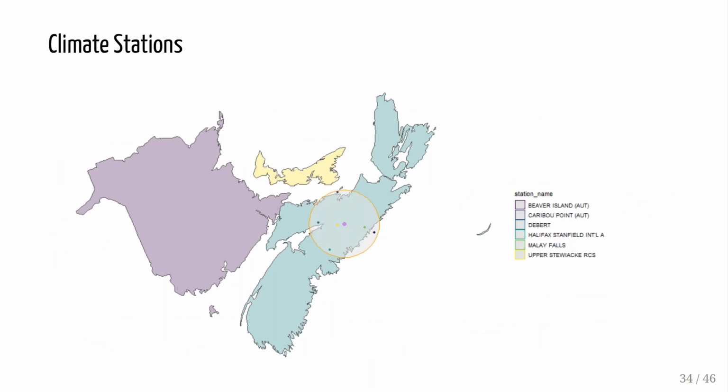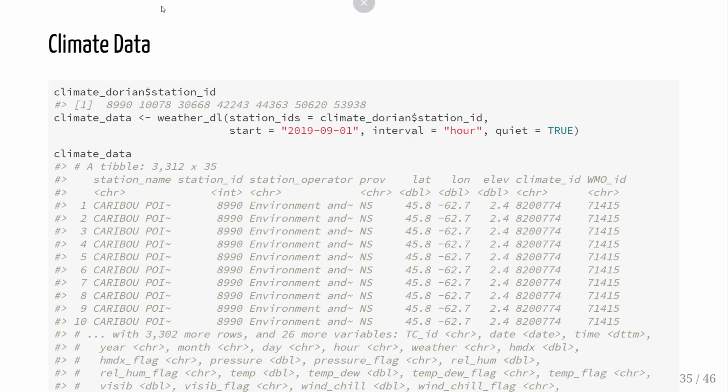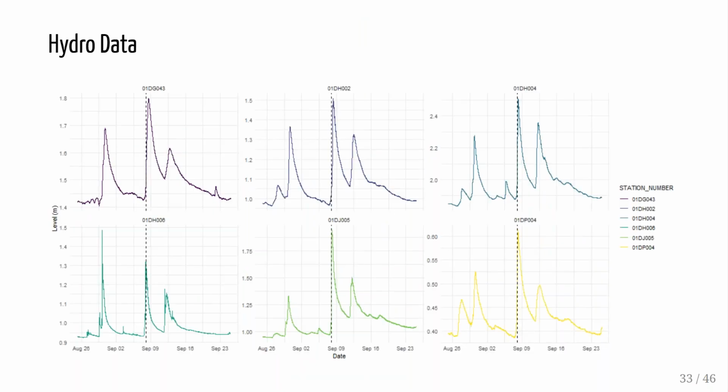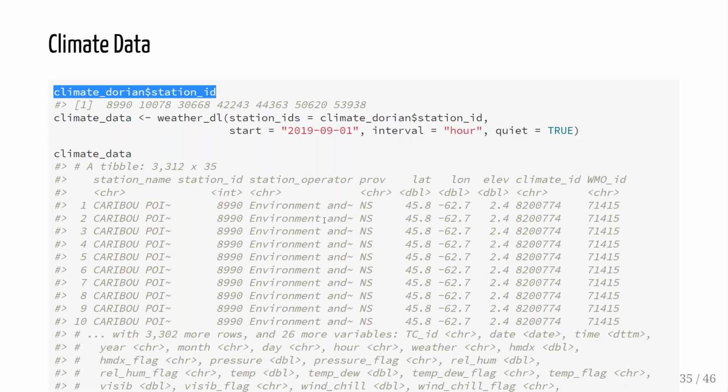Similarly, there's the climate data. If we take that same radius, conveniently there happen to be 6 climate stations in that same area. Again, we have the station ID up here. We've gone through and found this subset of stations, and they all have an ID. That's a little bit beyond this webinar, but we feed those into this workhorse function, weather download, and we download that, and we're really only interested in anything after September.